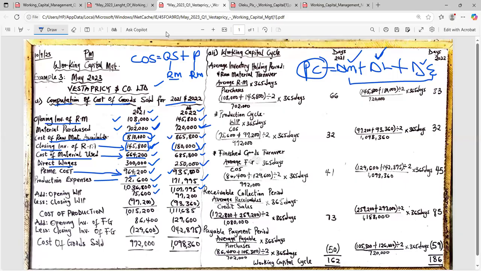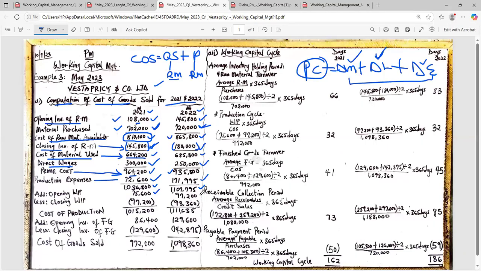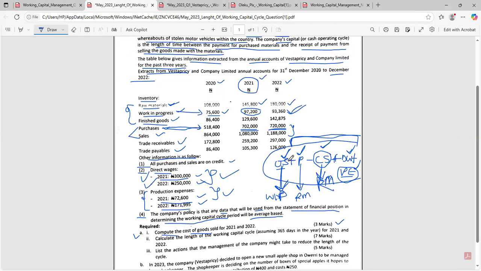Let's do 2022. For 2022, our closing stock of 2021, which is 97,200, will be opening stock for 2022. I hope you agree with me. So 97,200, copy it and put it there. Am I making sense now? Go ahead. So we are done with opening stock.